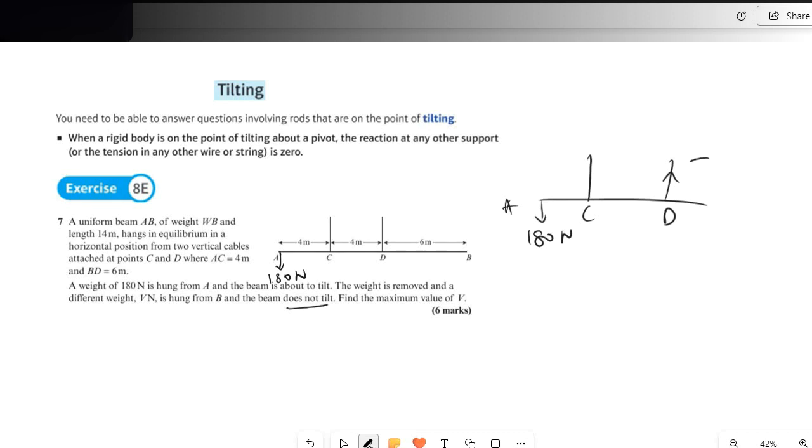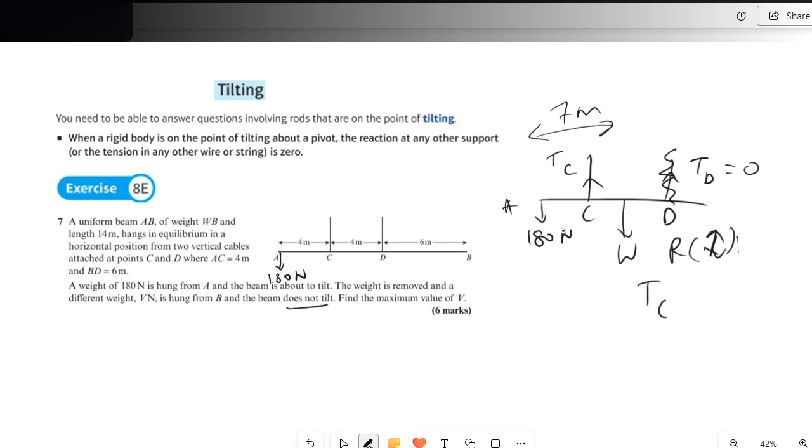So this means that the tension at D when the weight was placed is 0, meaning that the wire was slack. So there will be a tension at C, and similarly, because this is a uniform beam, there will be a weight W exactly at the midpoint of AB, which is 7 meters. So we can resolve vertically and say that the total upward force is equal to the total downward force, which is TC is equal to 180 plus W.